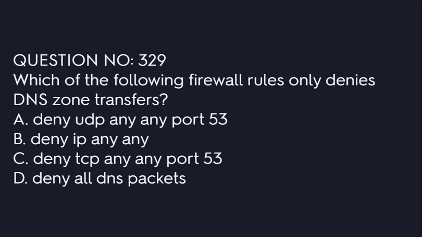Question no. 329. Which of the following firewall rules only denies DNS zone transfers? A. Deny UDP any port 53. B. Deny IP any. C. Deny TCP any port 53. D. Deny all DNS packets. C.